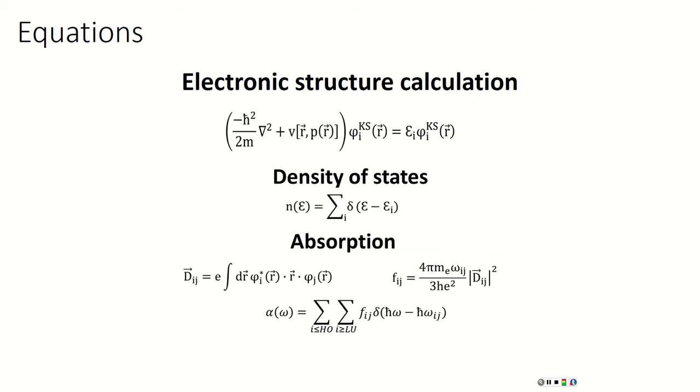For the equations, as was discussed earlier for the electronic structure, we have our Hamiltonian and we're looking at our Kohn-Sham orbitals. The density of states is the summation per state, and then our absorption is looking at the oscillator strengths of our different transitions.